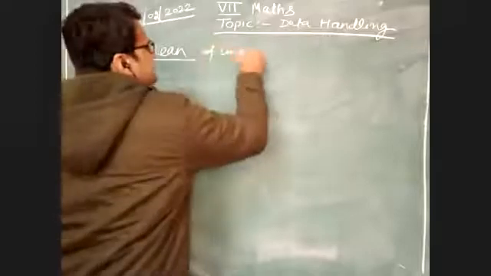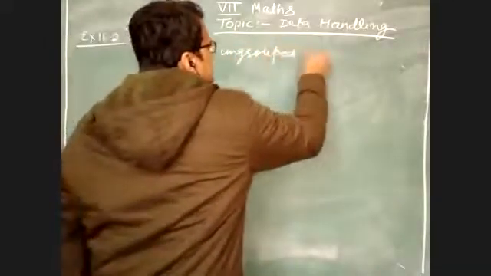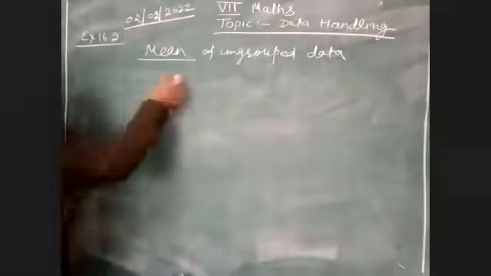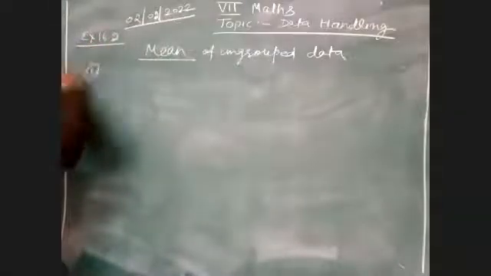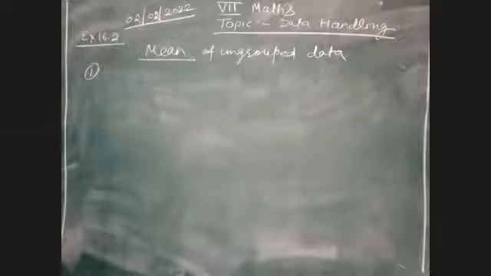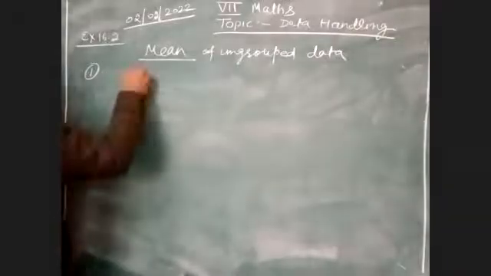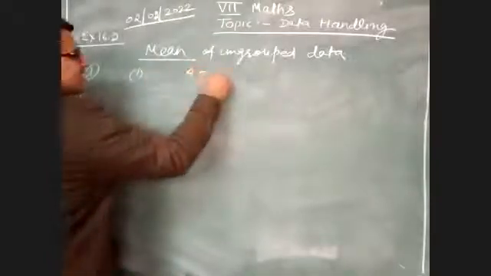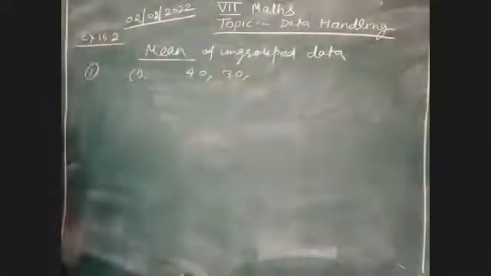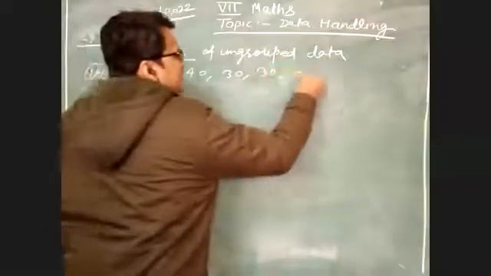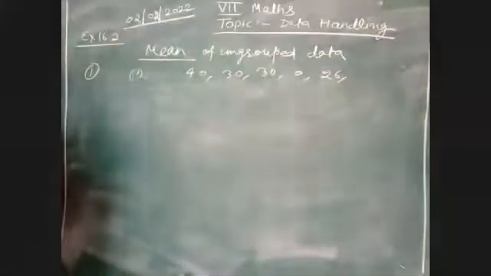So, mean of ungrouped data. If you want to calculate the mean of ungrouped data, we will take the first example from exercise 16.2, the first question. Find the mean of the following data. The data is given in the first part: 40, 30, 30, 0, 26 and then 60.